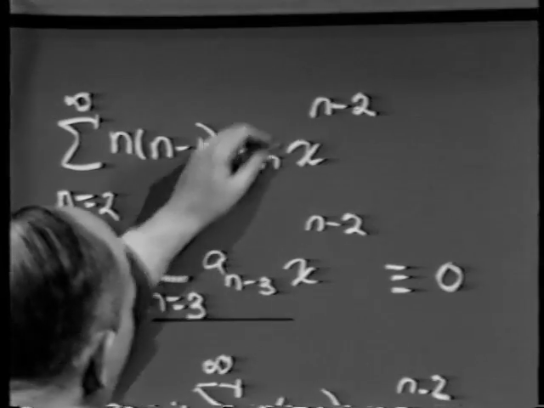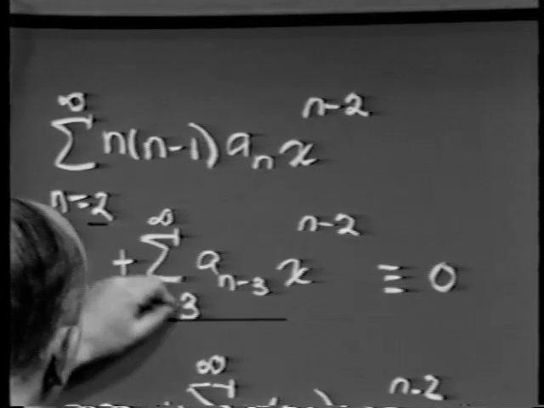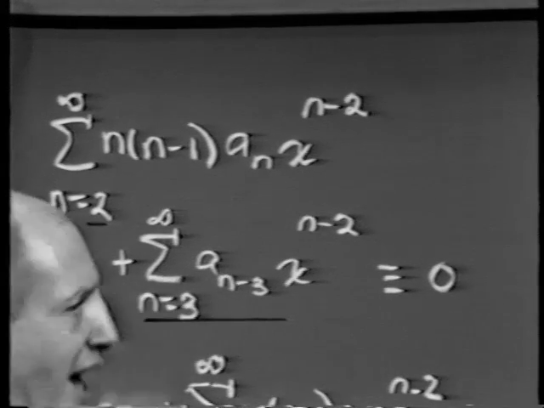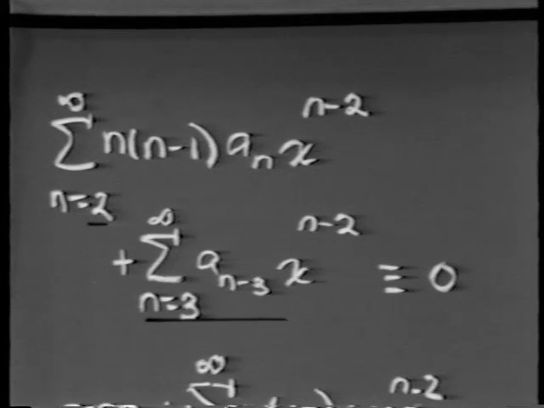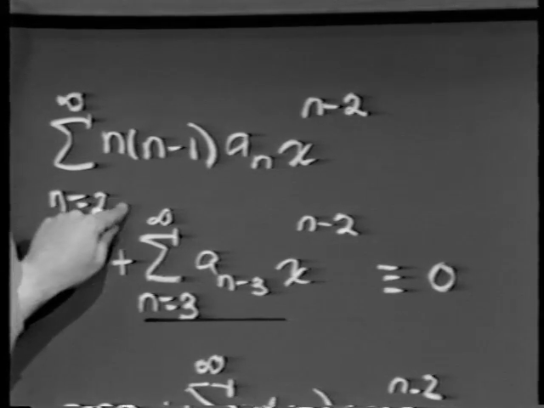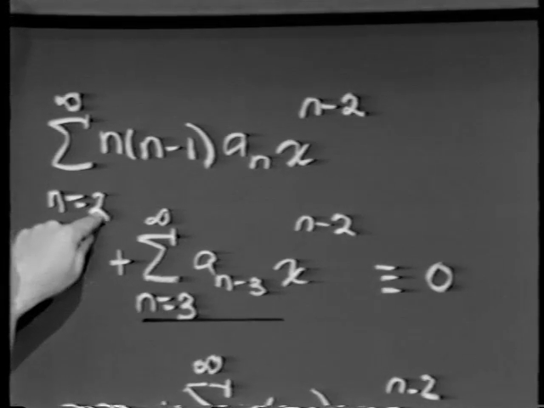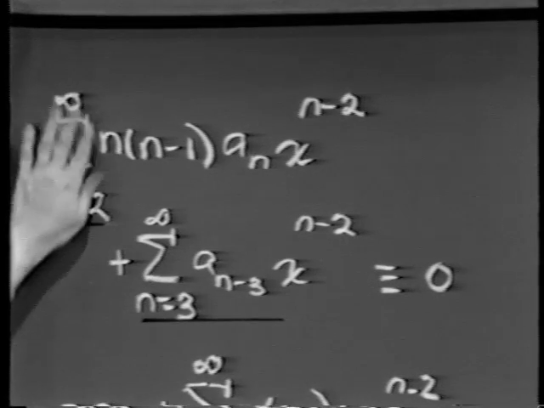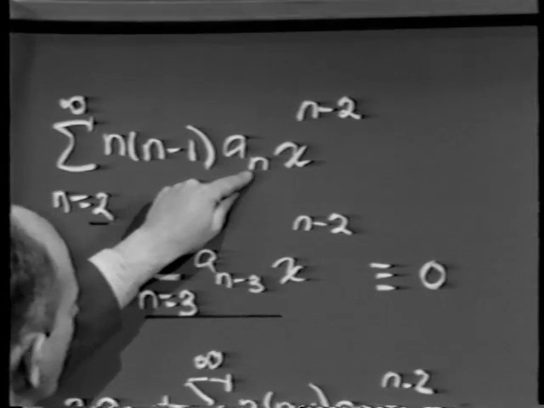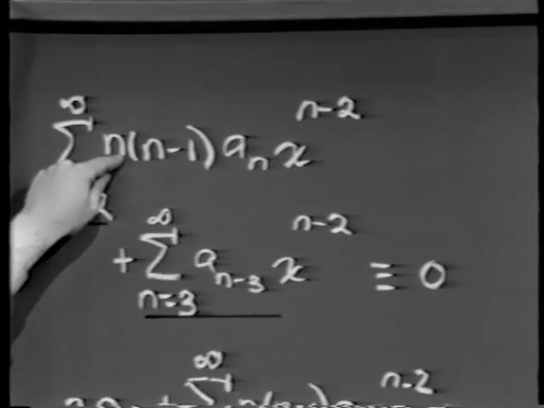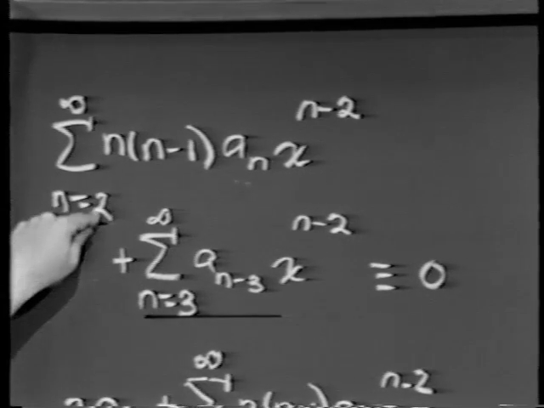But the key point here is, look, I've got the exponents lined up now, but look at the indices of summation. One begins at 2, and the other begins at 3, and it seems that they're out of phase. All I want you to observe is that to make this start at 3, I could split off separately the term that corresponds to n equals 2. In other words, notice that when n equals 2, what I have is what? 2 times 1 times a sub 2 times x to the 0. In other words, all I have is 2a sub 2 when n is equal to 2.